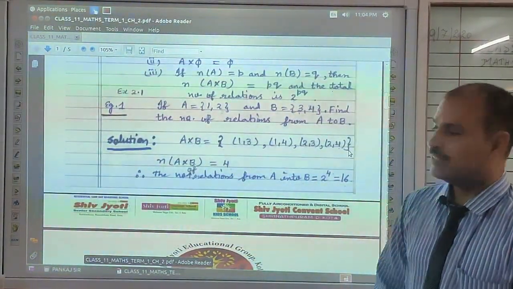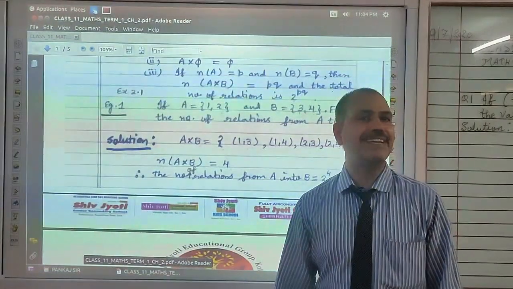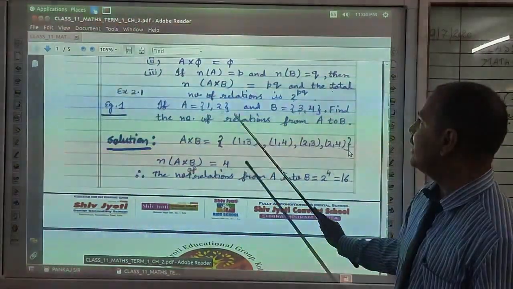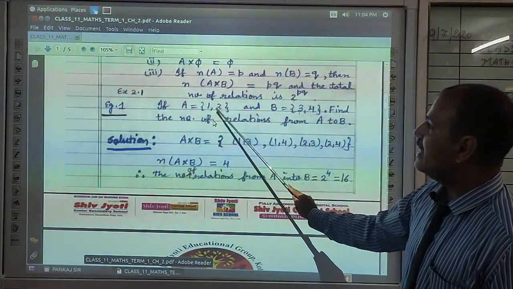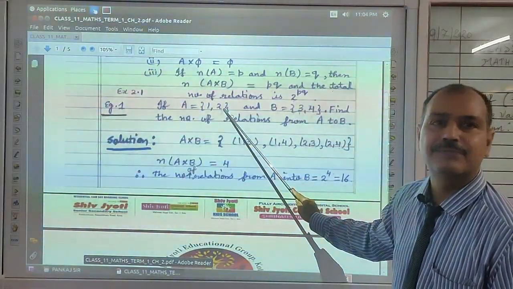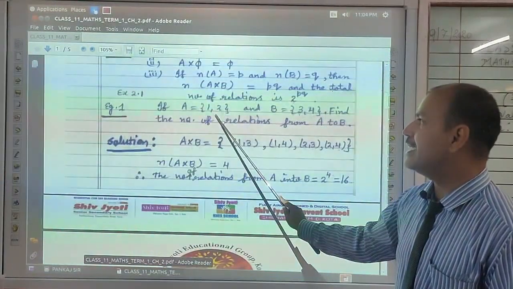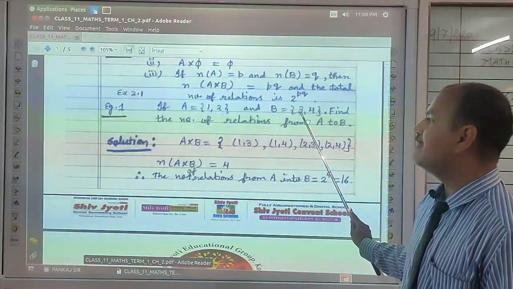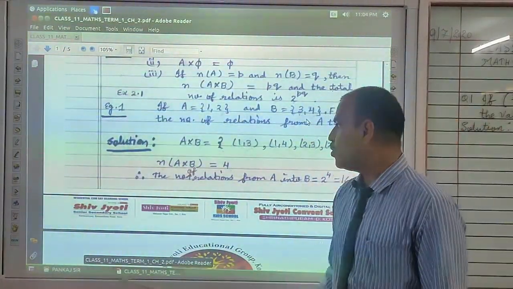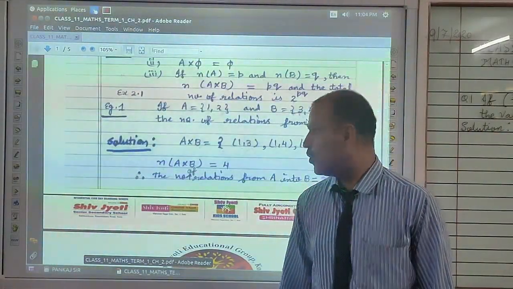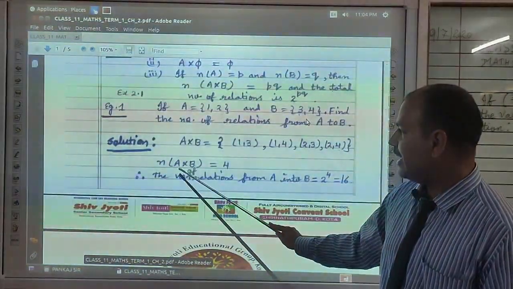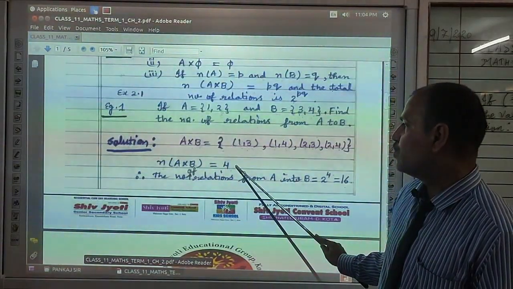Now, count the number of elements in set A. There are 2 elements in set A and 2 elements in set B. So 2 multiplied by 2 is equal to 4. Therefore, n(A × B) is equal to 4.